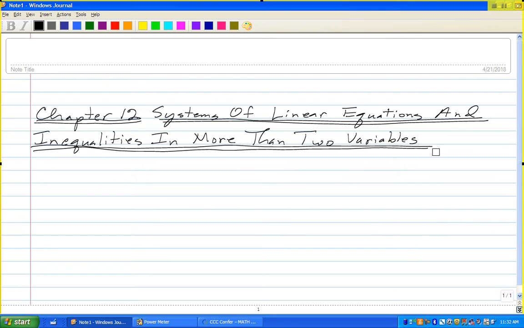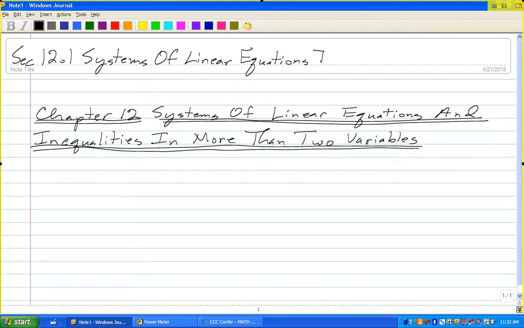Section 12.1. Systems of linear equations in more than two variables.